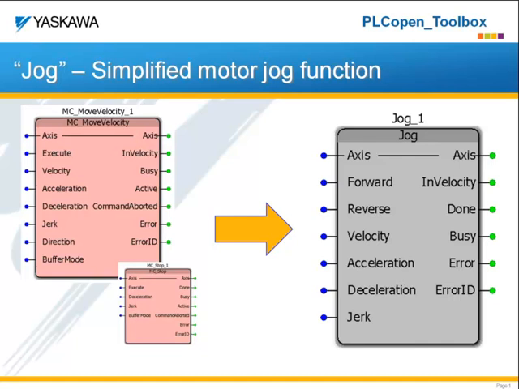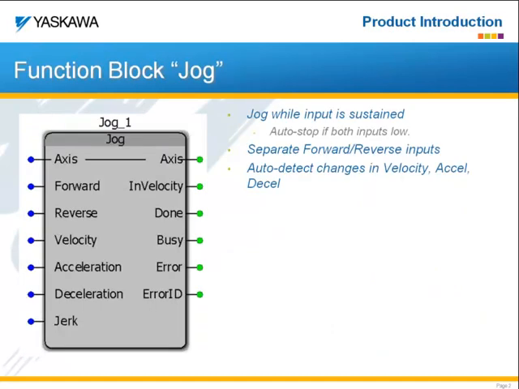With the jog function block, and we'll see it in operation in just a second, we have two separate inputs, one to command forward motion, one to command reverse motion. As long as those inputs are high, it will continue to do the motion. Once you remove the forward input, for example, then it will stop the forward jog. Additionally, we have logic in there so that if the velocity, acceleration, or deceleration change, those changes are made on the next cycle of the scan. Let's take a look at that in action.